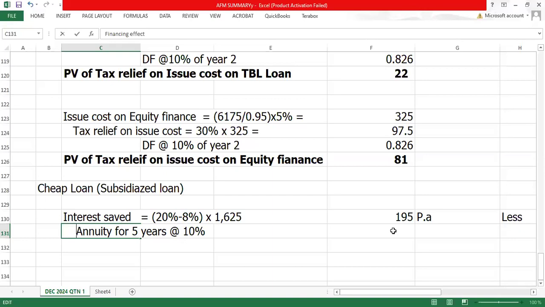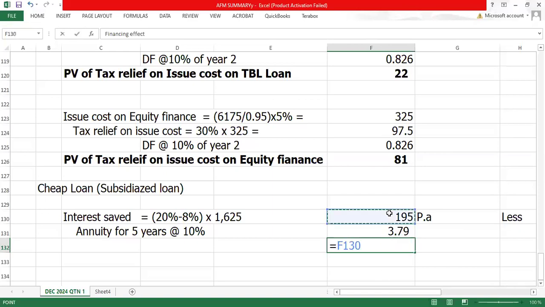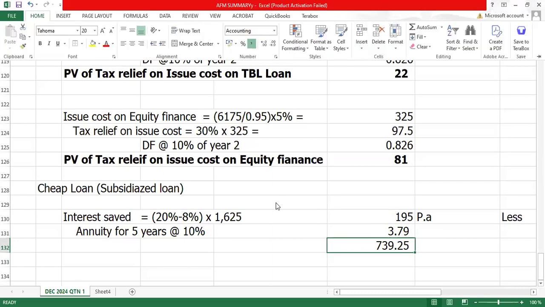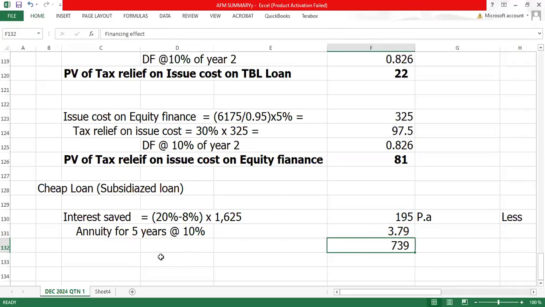This is from year 1, because here you are not looking at tax. First, leave out the tax component. So it means that you're saving interest from year 1 to year 5. So the discount factor is 3.791. You multiply this times this. So this will be the PV on interest saved.